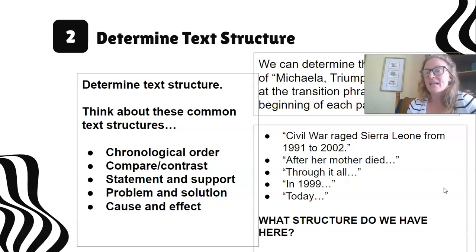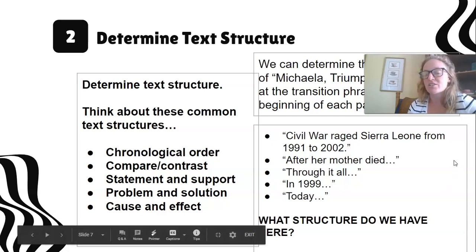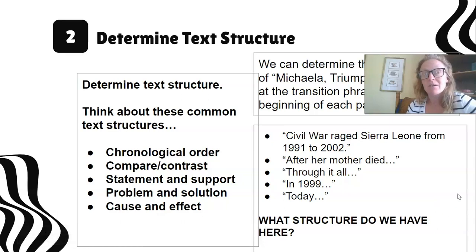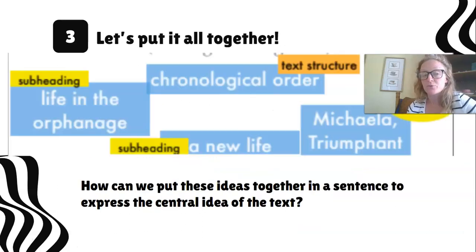And now, what does that have to do with the central idea? It probably is going to help me to figure out why the author might have written this text. And I'm guessing the author wanted us to see how Michaela's situation has changed and developed over time. And that's really important because when I'm talking about the central idea, I probably want to focus on how Michaela has changed or how her life has become different over time. So paying attention to that structure can be really a useful tool.